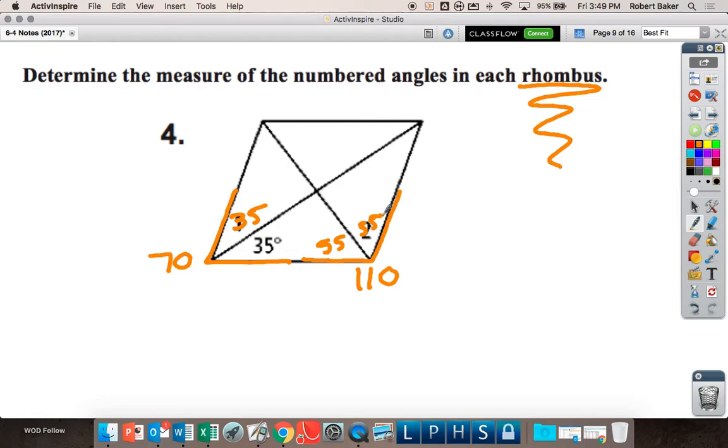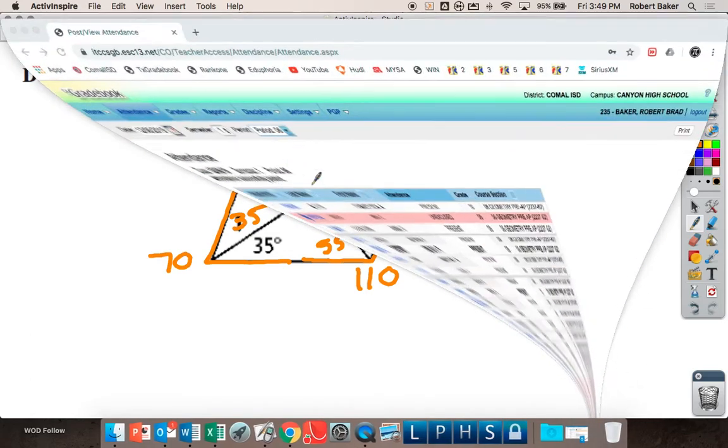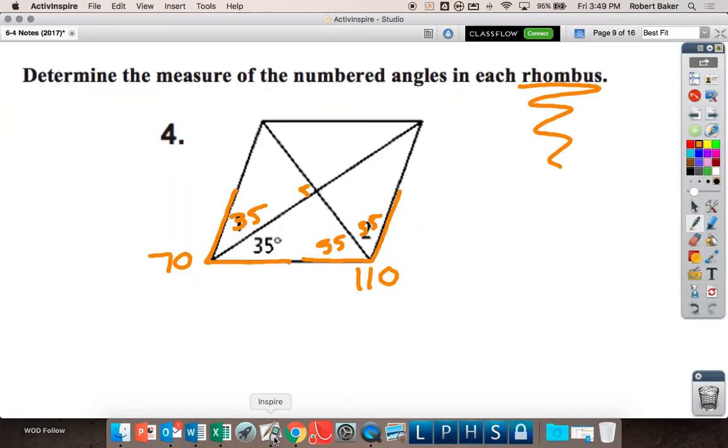And how big are all the angles in here? 90, 90, 90, and 90. Now, what's going to happen on your homework is it's going to ask you how big are these two angles up here?